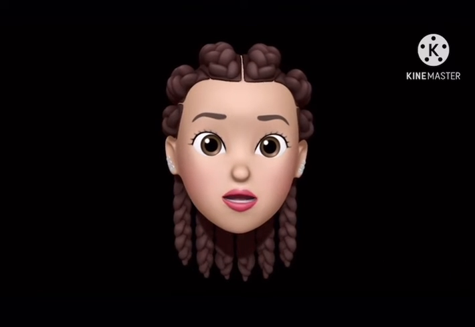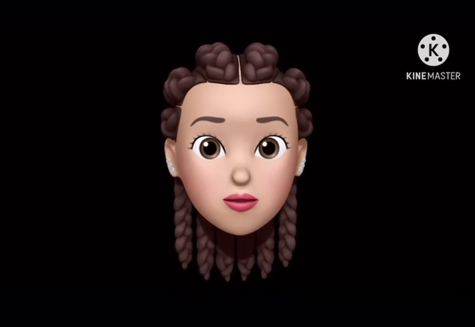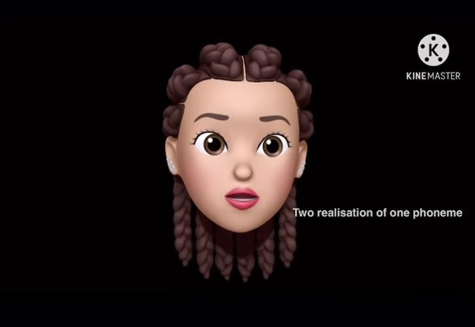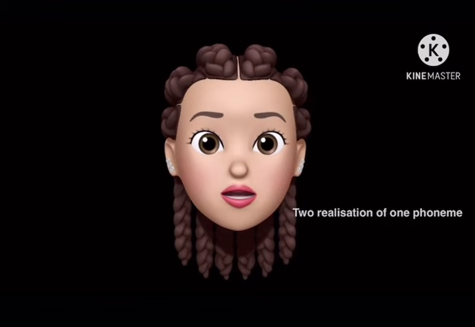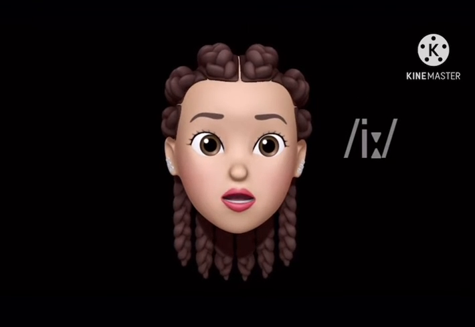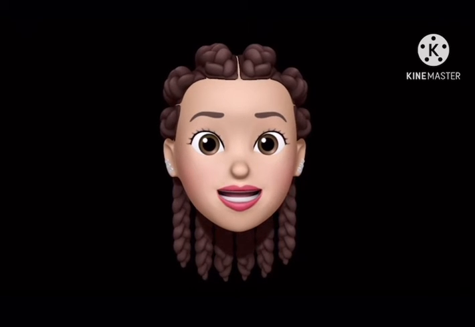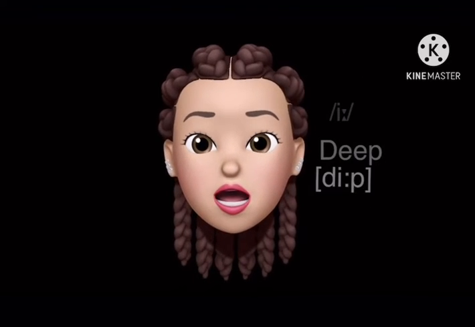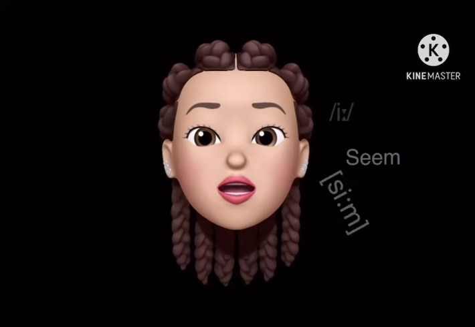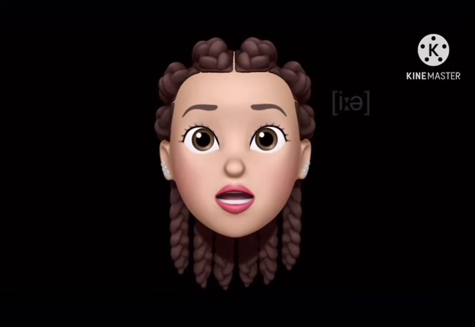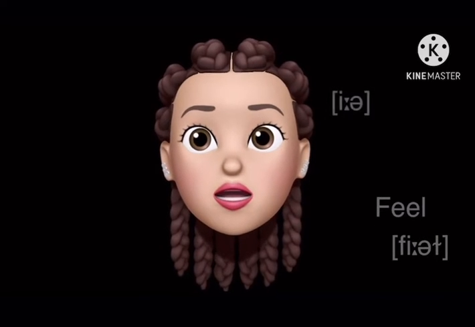Like consonant phonemes, vowel phonemes may have allophones, and we all know that many accents have two realizations of one phoneme. So let's start with the phoneme E, which has two realizations. The first one is E, like in deep and seem. The second one is E, like in deal and feel.